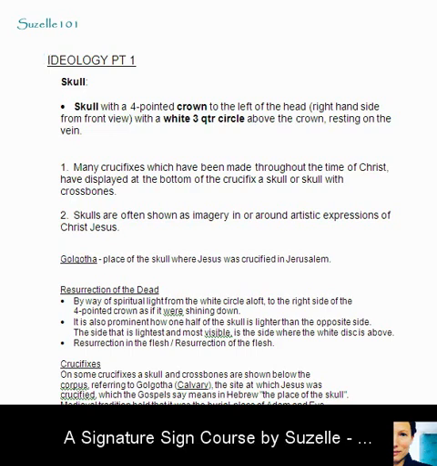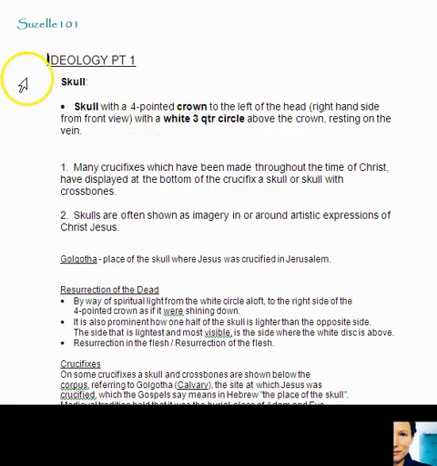Welcome to the ideology section. We will be looking at 3 sections: the skull, the crown, and then a 3/4 white circle. So in this section, part 1, we will look at the skull in terms of meaning and references.